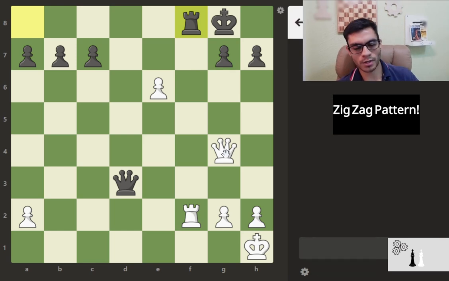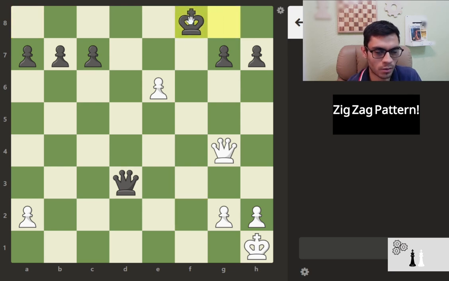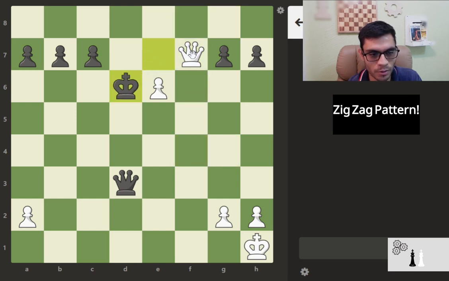Okay, so this is another example, and this one I suppose should be easier. Then the first thing you look for is checks. So you take the rook. You shouldn't even think too much, because now you're going to use this pawn. How do you use it? By using the zigzag pattern. So you go here, giving a check, and then you know you're going to end up going here. The king is going to be forced. All of black's moves are going to be forced.